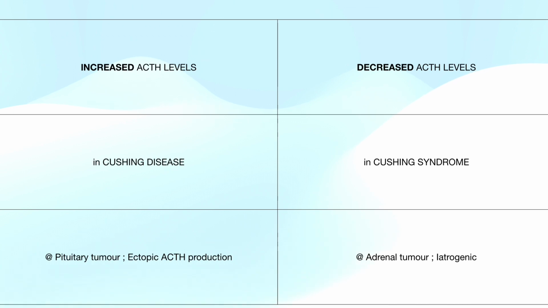ACTH levels are increased in Cushing's disease and they are decreased in Cushing syndrome. The causes of Cushing's disease is pituitary tumor or ectopic ACTH producing tumors. The causes for Cushing syndrome is adrenal tumors or iatrogenic cause.